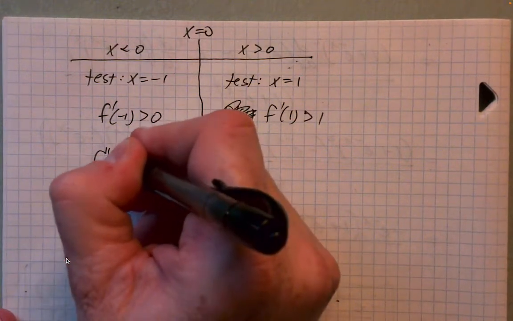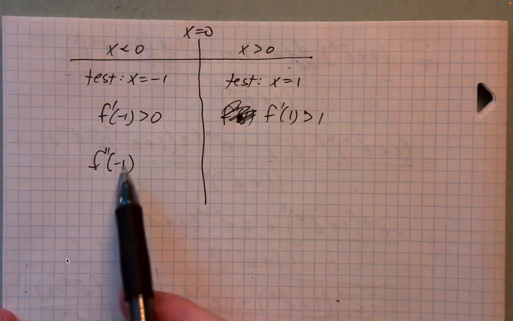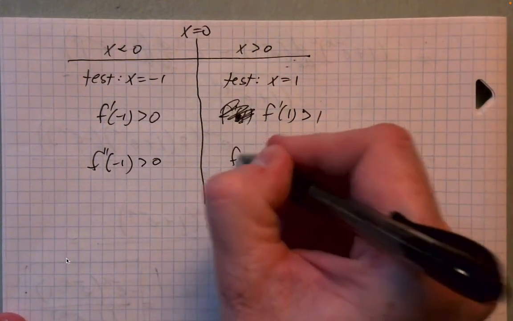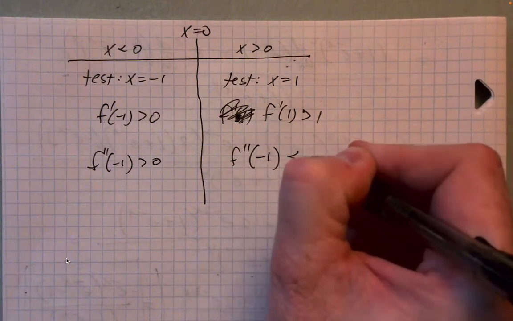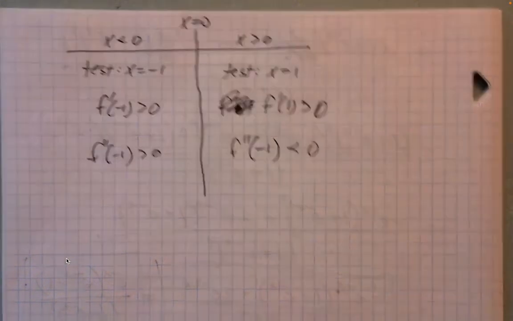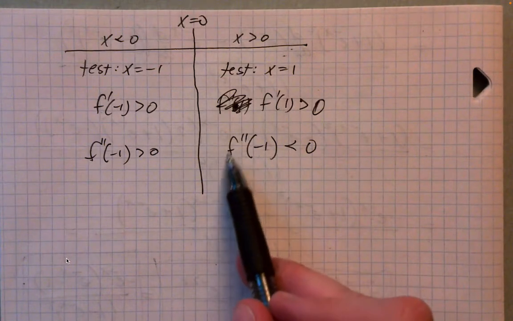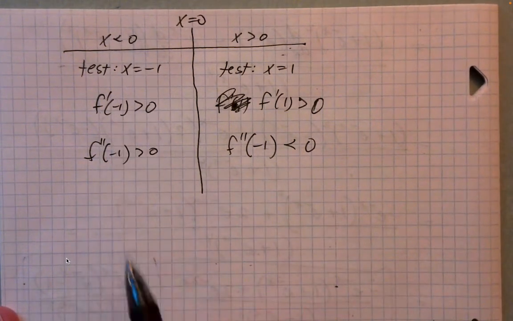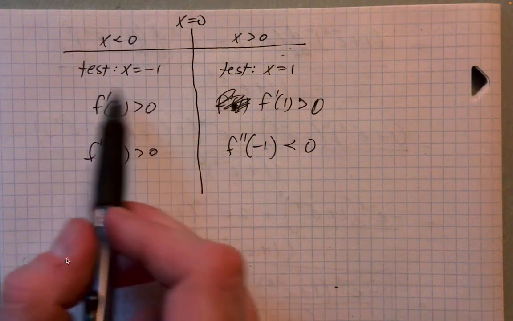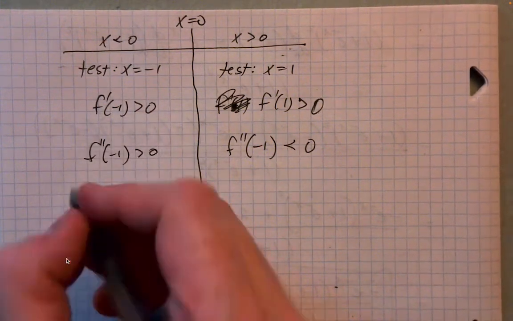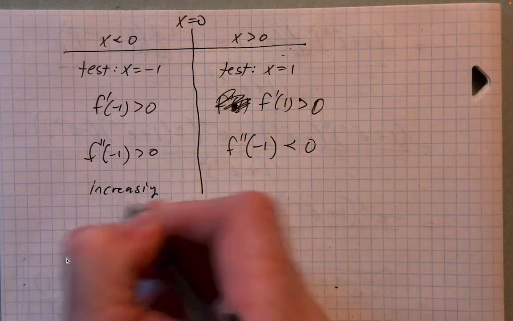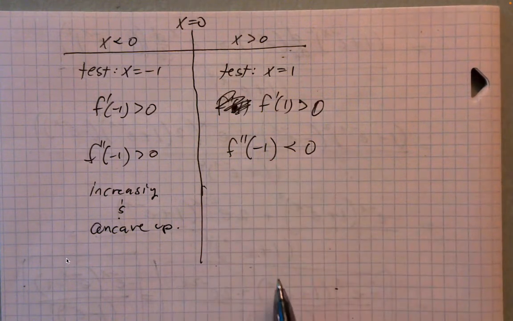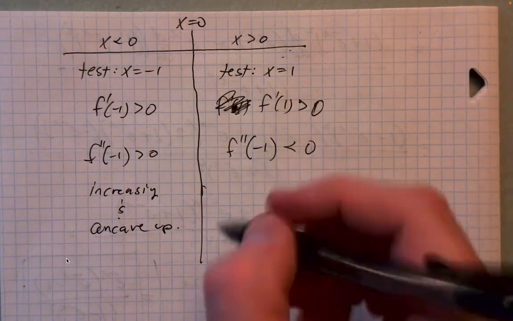What about the second derivative? Well, when you plug -1 into the second derivative, you get a positive value. But over here, you get a negative value. Okay, right. So f double prime of -1 is less than 0. Okay, so let's take this and consolidate. So this here means that the function is increasing, and this means it's concave up. Okay, so we've got that. Now over here, it's increasing and concave down.